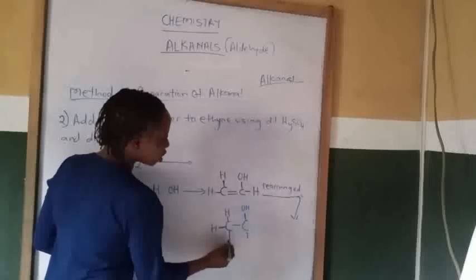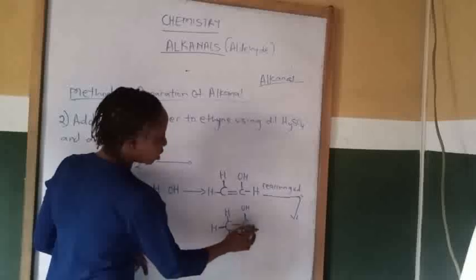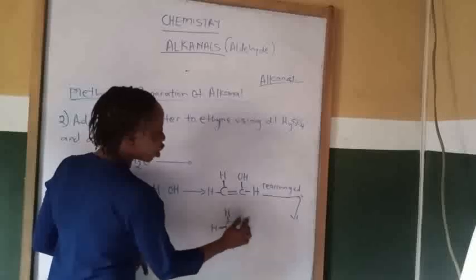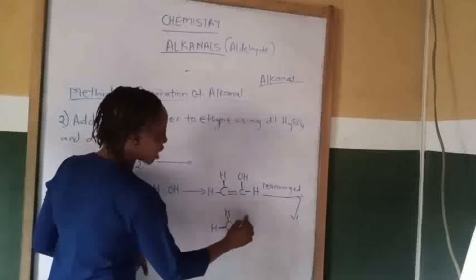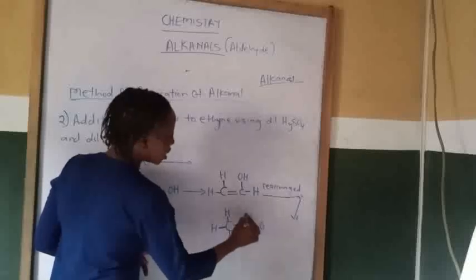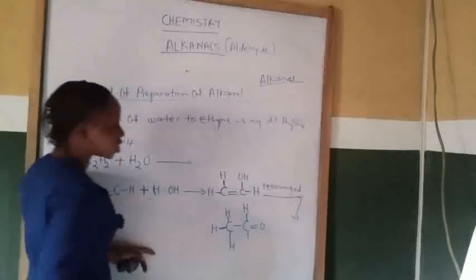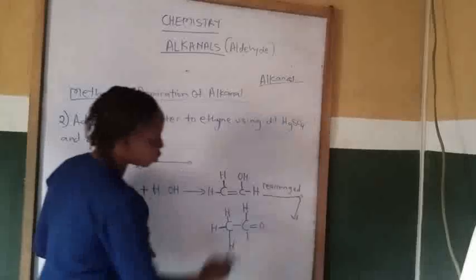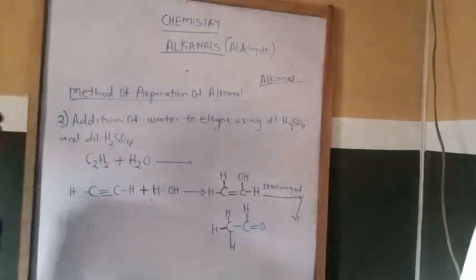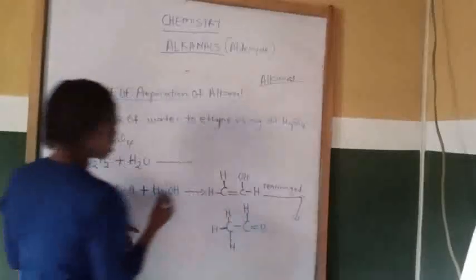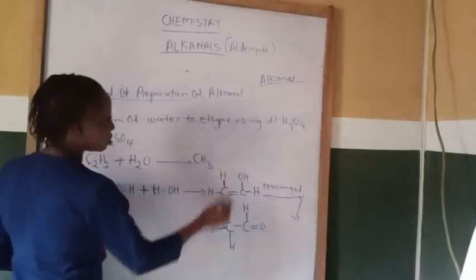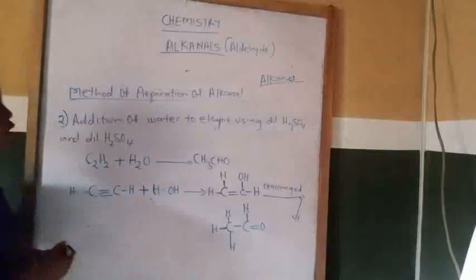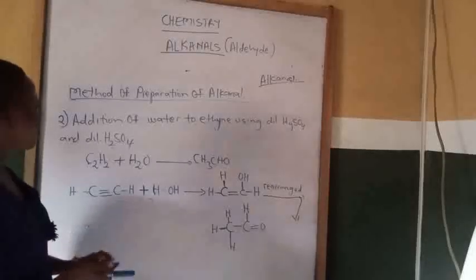So therefore, a hydrogen atom will come here. Then the hydroxyl group will split into hydrogen and oxygen atom. The oxygen atom will go with a double bond, then the hydrogen from the hydroxyl group will go with a single bond. So this structure will now be CH3CHO. Our product is CH3CHO, the second member of alkanal, called ethanal.